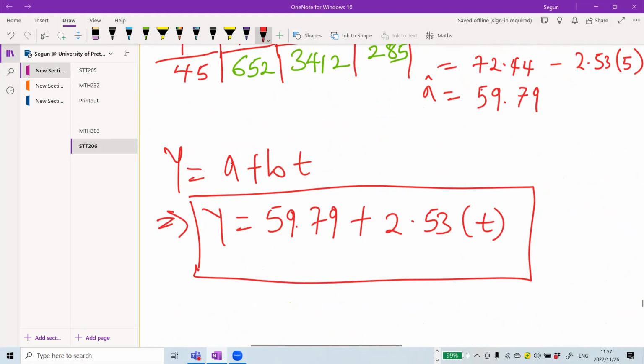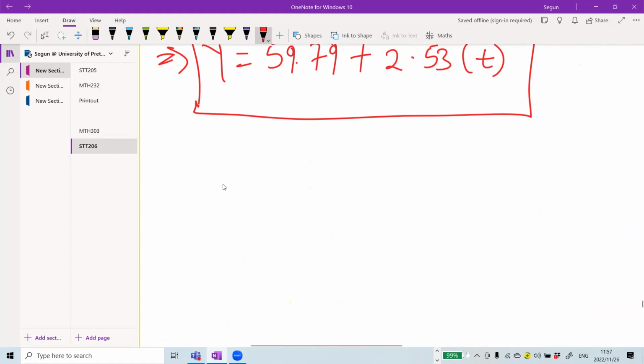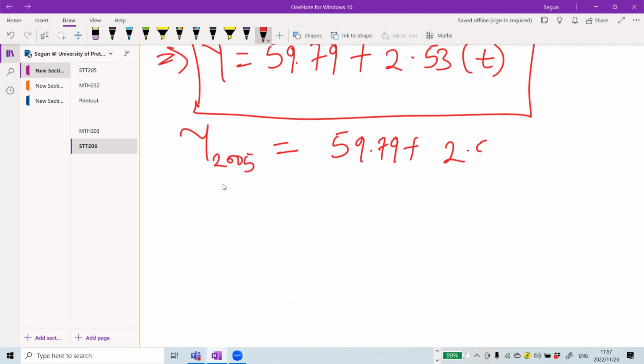It will now be Y for 2005 equals 59.79 plus 2.53 in bracket 16. So multiply it. What do you have?